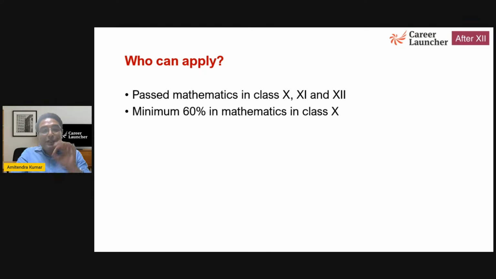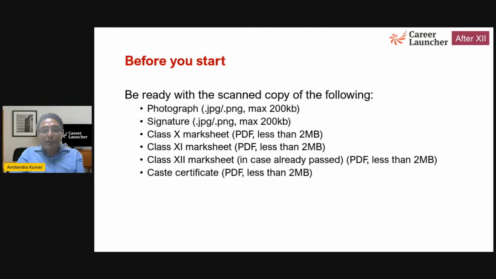Before you start the application process, these are the documents or the copies required. You need your scanned copy of the photograph. They have recommended to use a scanner instead of using a mobile. The format applicable is JPG, PNG. Maximum size of the photograph scanned copy has to be 200 KB. Similarly, you need a scanned copy of your signature in JPG or PNG format. Maximum size allowed is 200 KB. You also need PDF copy of your class 10th mark sheet, maximum size being 2 MB.